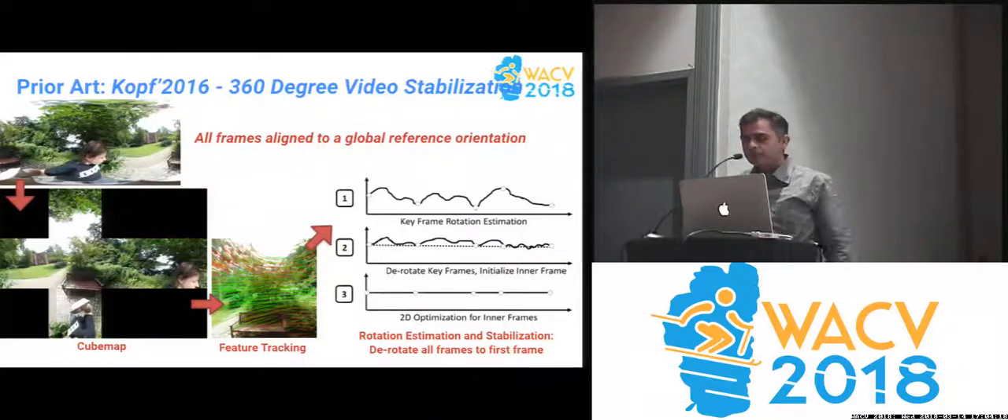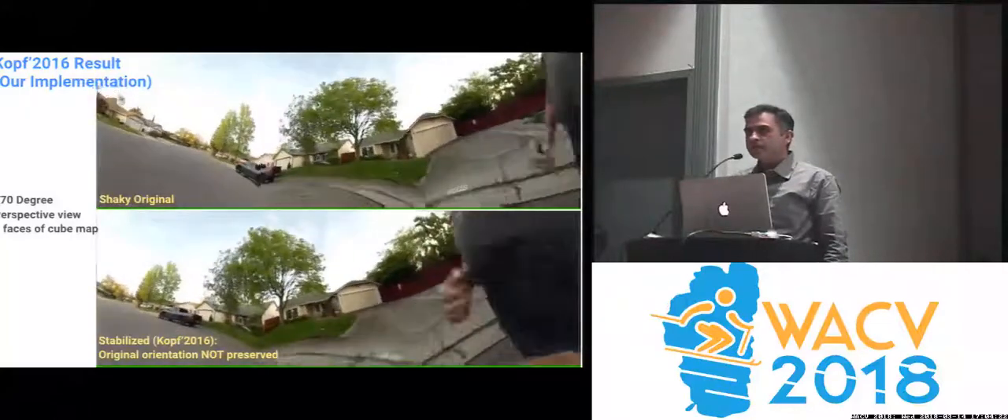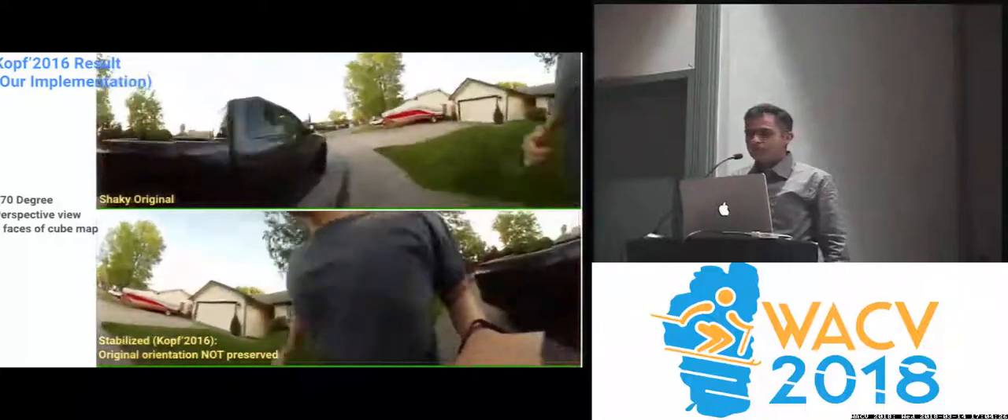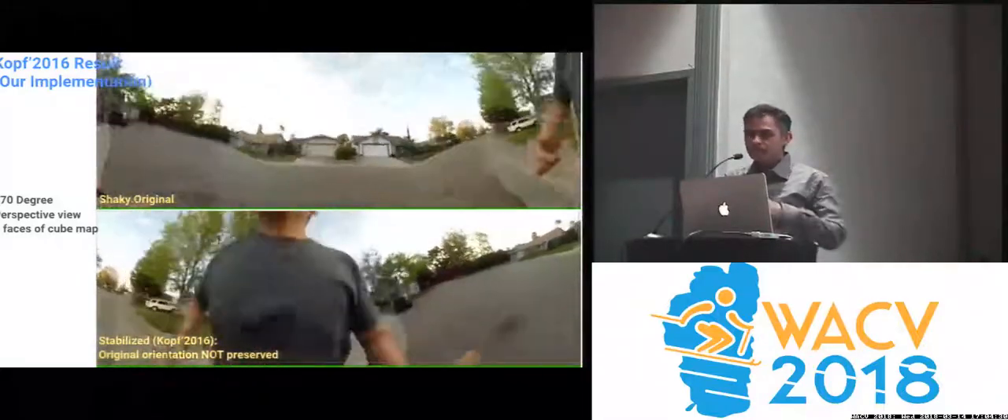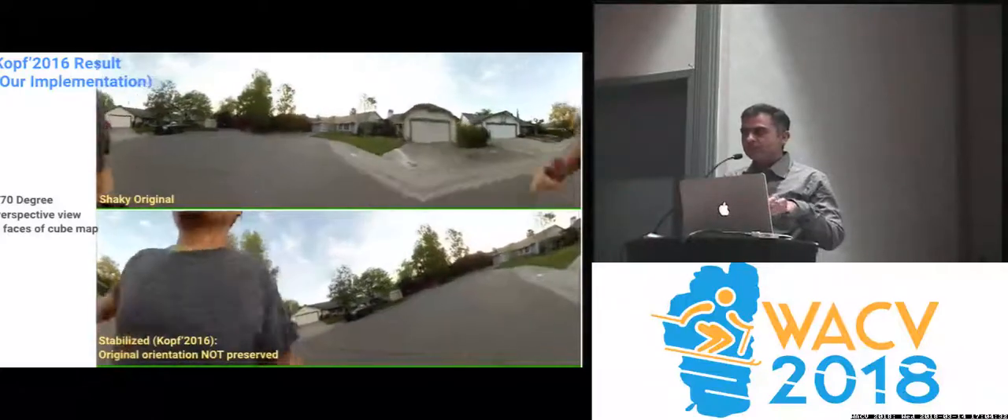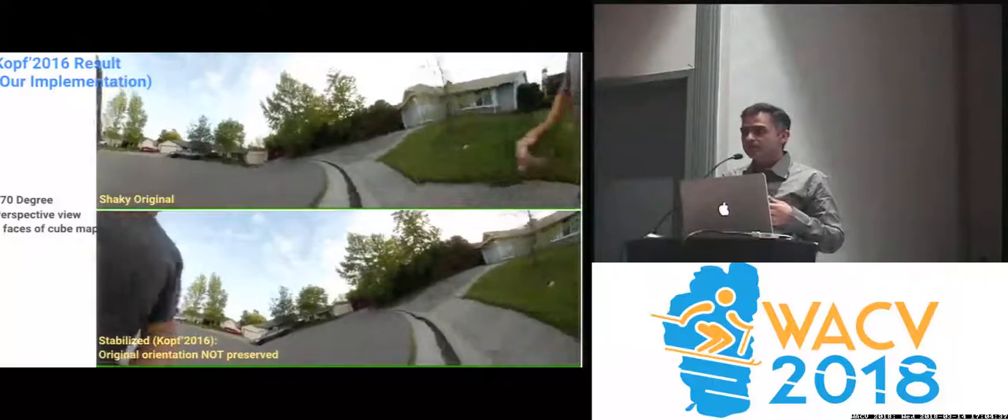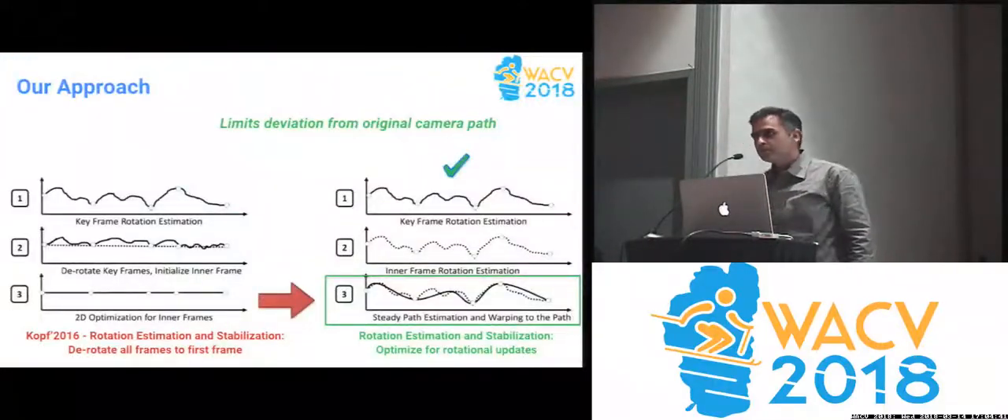So once they have these 3D orientations, they try to stabilize it. And their stabilization basically works by derotating all the frames so that they are aligned with the first frame. So essentially, all frames are aligned to a global reference orientation, which means the camera eventually points in the same direction throughout the video. Now, this is great for stabilization, but one problem with that approach is that it does not preserve the intent of the videographer. So in this case, the jogger is actually turning around the block, pointing the camera to the front, but you can see in the bottom, which is the stabilization result, the jogger is now in the frame of the video. So it's changing the orientation with respect to the jogger.